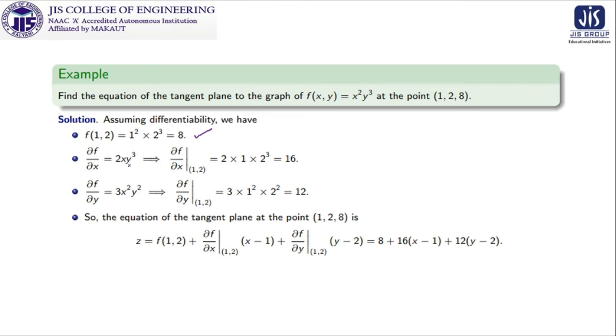So del f del x we have to calculate, because we have created the relationship of a with del f del x and b with del f del y. So del f del x will be 2xy cubed, and at the point (1,2) it will be 16. The value of a is now generated. Now del f del y will be x squared into 3y squared, and at the point (1,2) it will be 12.